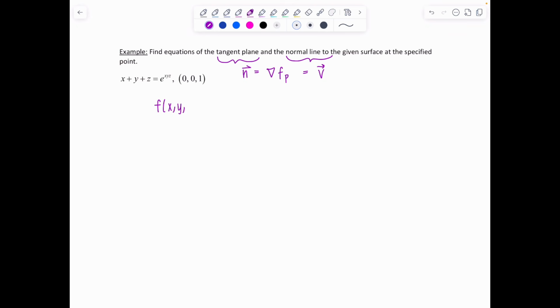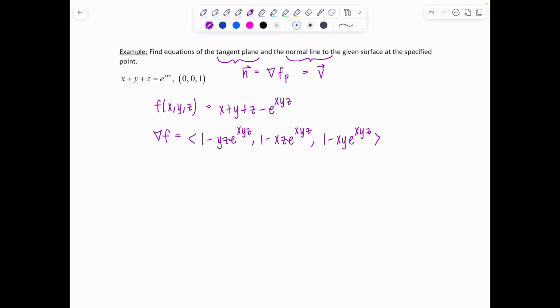Let me create a function, f of x, y, z. Move over whichever terms you want, all on the same side. I'm just gonna move over e to the xyz. Let me compute the gradient now. So partial derivative with respect to x would be 1 minus yz times e to the xyz. Partial with respect to y is 1 minus xz e to the xyz. And partial with respect to z is 1 minus xy times e to the xyz.